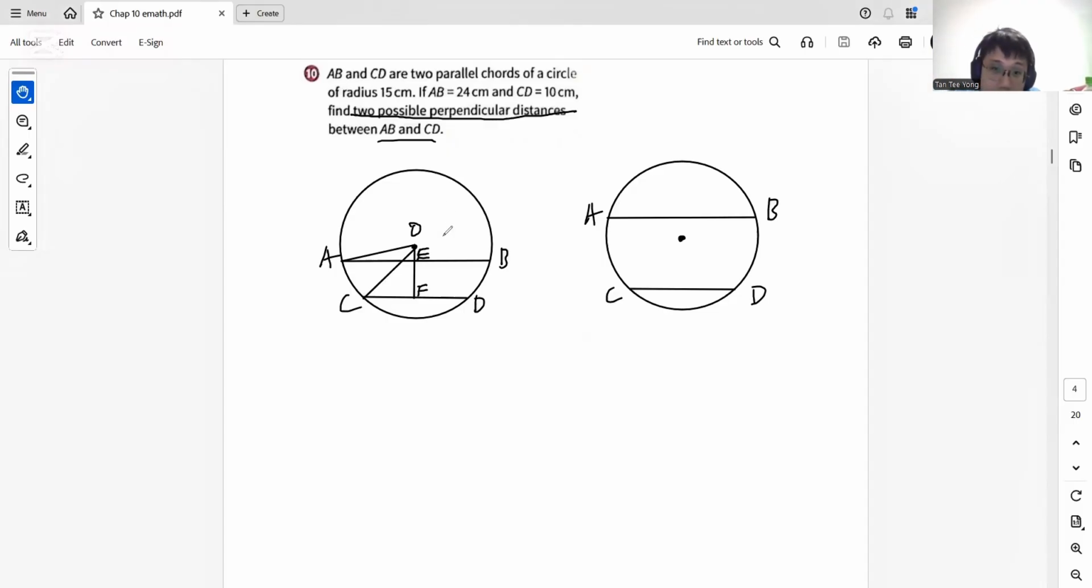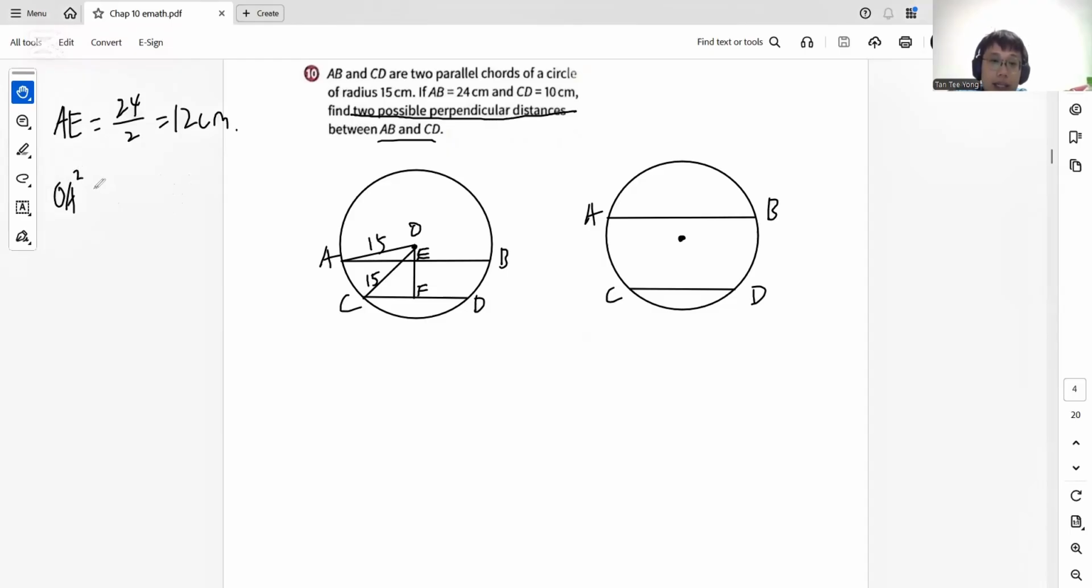Okay, so that means we know that OA is 15 and OC is also 15 because of the radius, right? We also know that AE is going to be 24 divided by 2, which is 12 cm. So that means we can find OE. OE is equal to square root. We're going to use Pythagoras theorem. Maybe I write it out.